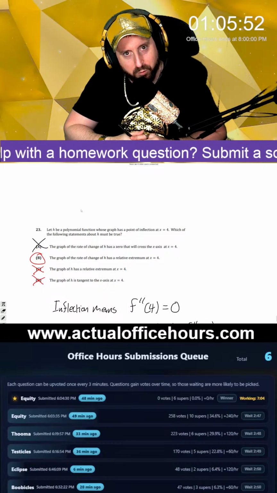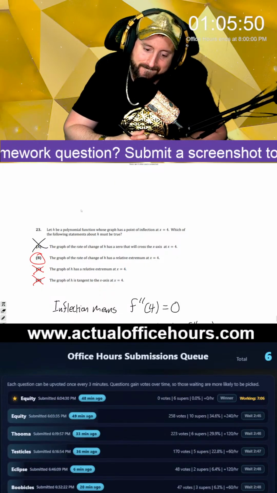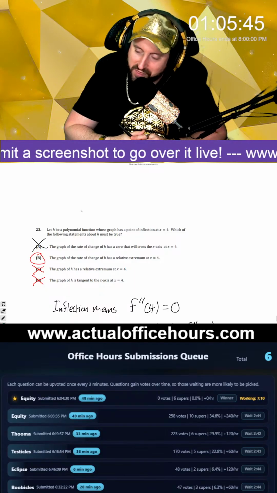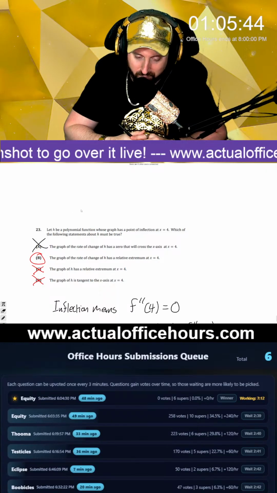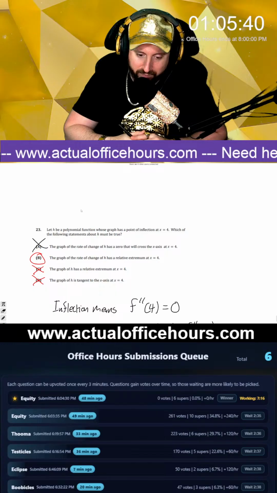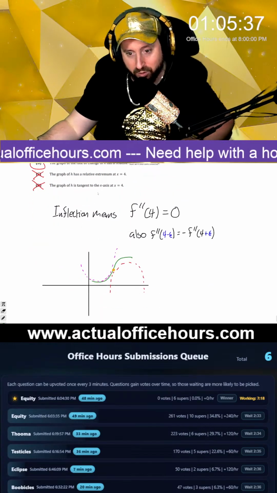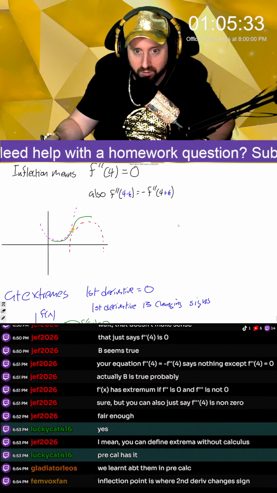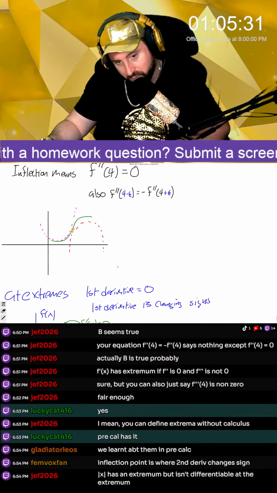You learned about them in pre-calc? Okay. I'm trying to think how to explain it to you without calculus, though. Because if the rate of change... I guess the only other way to do it is to memorize what the inflection points can look like, right? This is an example of an inflection point.